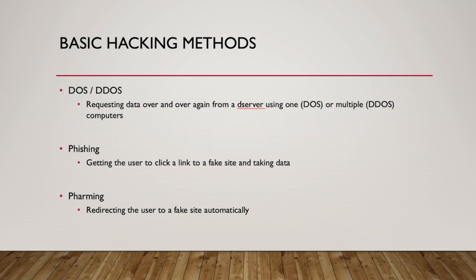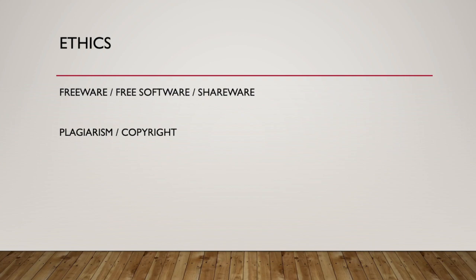Then, right at the end here, we've got ethics. There are 5 things you need to know about ethics. Firstly, we've got 3 different types of software. Freeware, free software, and shareware. Remember, freeware is the one that's free, but you can't change the source code. Free software, you can change the source code and redistribute it. Shareware has some form of limitation. Make sure you can explain like 2 or 3 limitations that might exist in shareware. For example, it might have a time limit. It might have limited features. It might have a watermark on it if it's video editing.